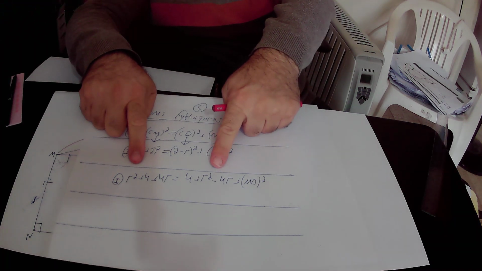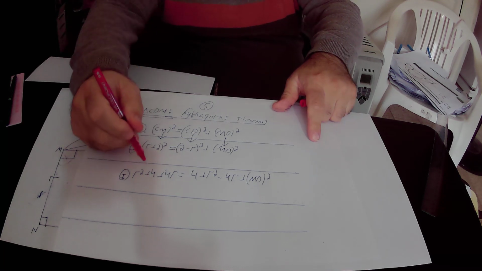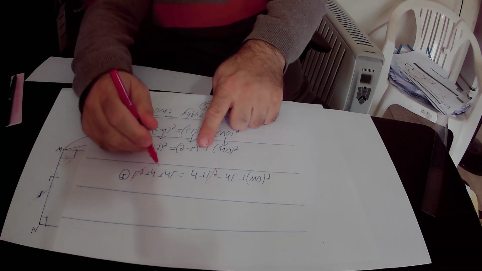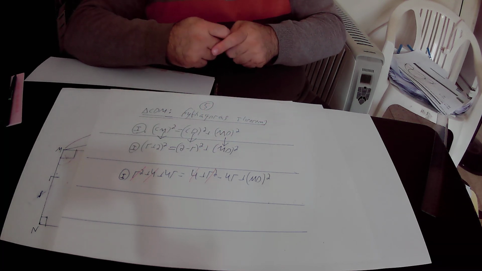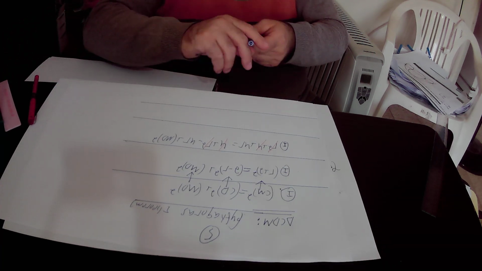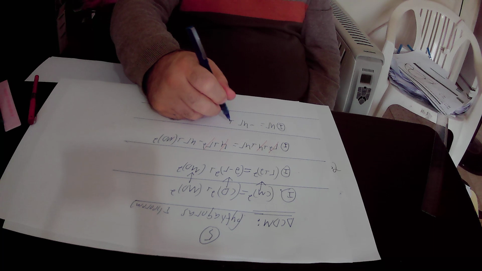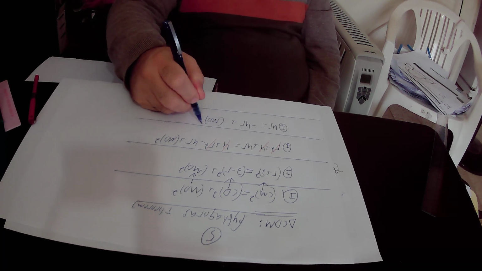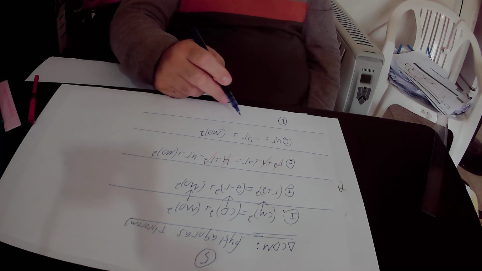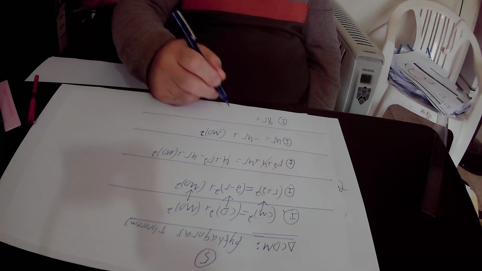Here, we have R squared on both sides of equation number 1, so R squared will get cancelled. And we have 4 on both sides of equation number 1, so 4 will also get cancelled. So, what is left after we cancel those two expressions is 4R equals minus 4R plus MD squared. So here, we will add 4R to this equation, and we will get that 4R plus 4R is 8R. 8R equals MD squared.